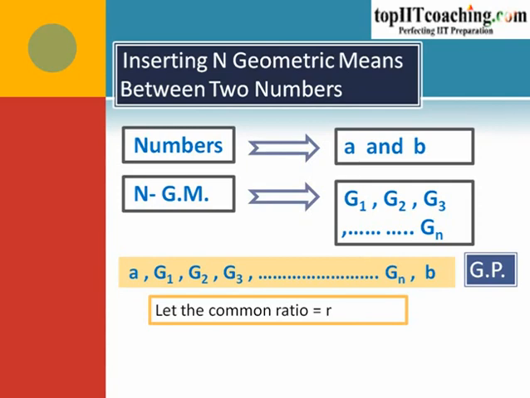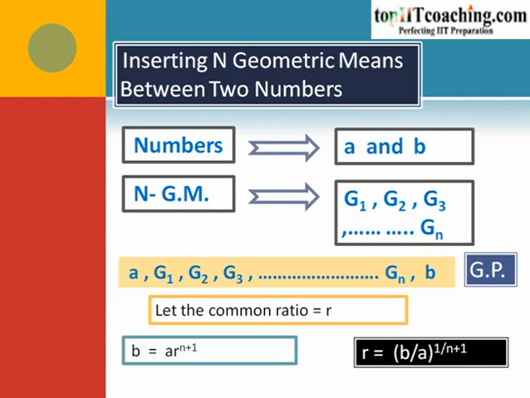Now we see that A is the first term, B is the last term, and the common ratio is r. Also the number of terms is equal to n plus 2. Thus we can write B is equal to A into r to the power of n plus 1. B is the n plus 2th term of this GP. Therefore B would be equal to A into r to the power of n plus 1. From this we get the value of r equal to (B by A) whole to the power of 1 by n plus 1. Thus the value of r, which is the common ratio, comes out to be equal to (B by A) to the power of 1 by n plus 1.